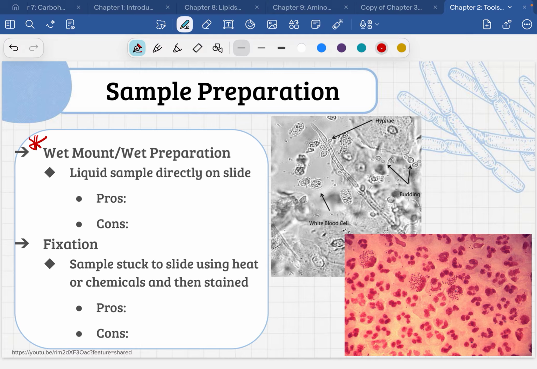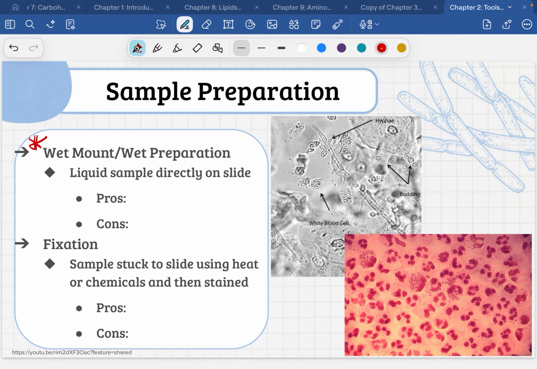This can be done in a lot of different situations. You can look at water and stuff like that. You can also look at urine or pus collected from a wound, right? Those are all liquids. You can look at blood. You can look at fluid from somebody's brain. Any kind of liquid, you can put it on a slide and stick it under a microscope directly.